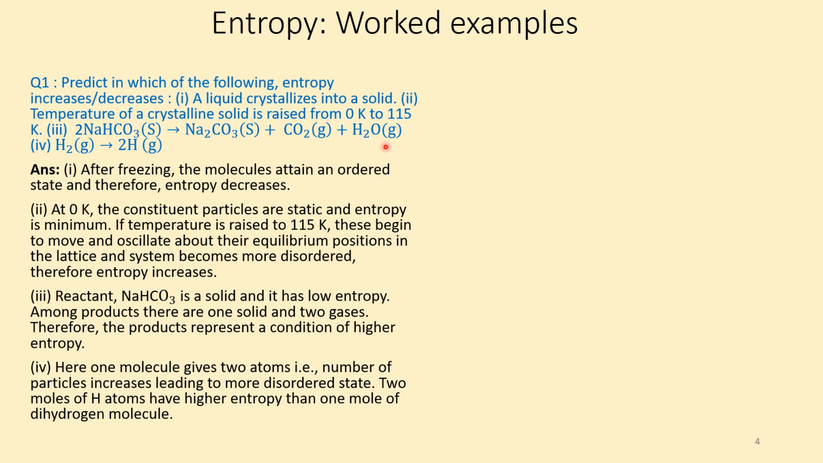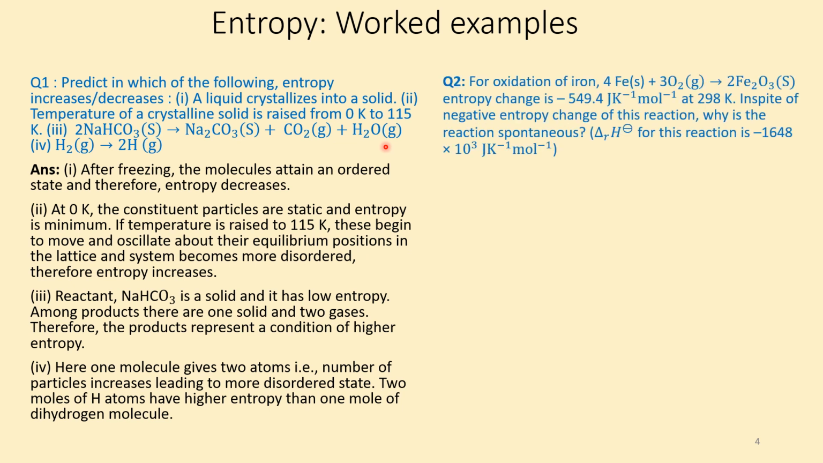Part 4. In part 4, H2 gas becomes 2H gas. Here, one molecule gives two atoms, that is, the number of particles increases, leading to a more disordered state. 2 moles of hydrogen atoms have higher entropy than 1 mole of the dihydrogen molecule.